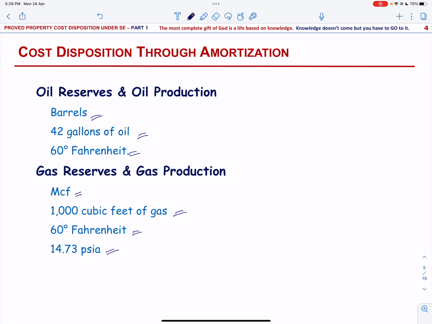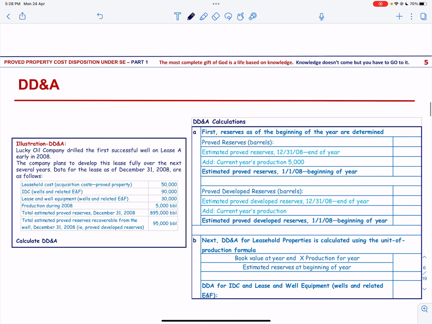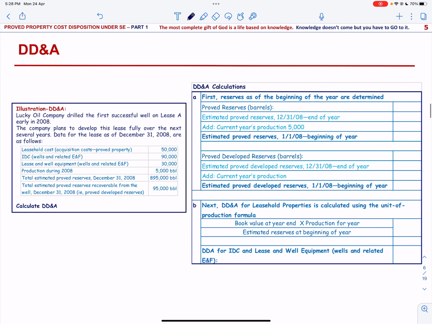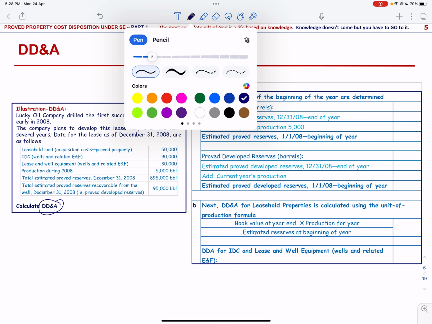Next, let us solve an exercise on cost disposition through amortization. Lucky Oil Company drilled the first successful well on lease A. The company plans to develop these leases over the next several years. Data for the lease as of 31st December are as follows, and we have to calculate the DD&A, that is depreciation, depletion, and amortization.